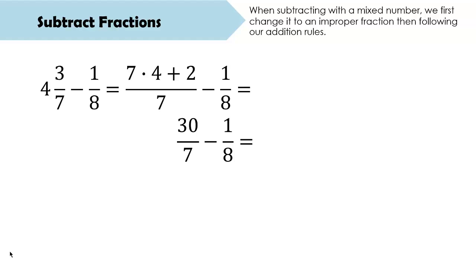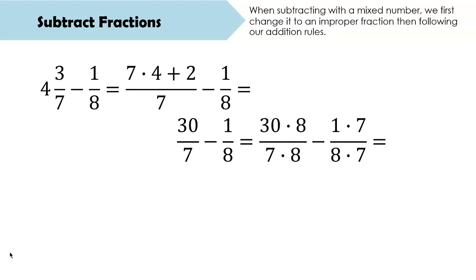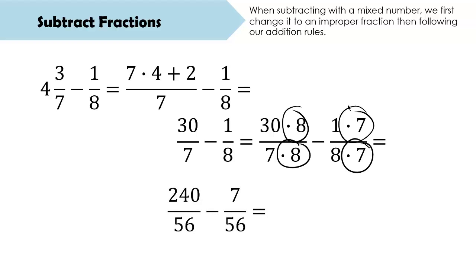Now we need to find our common denominator, which means we just multiply the denominators together. So if I multiply by 8 here, I have to multiply by 8 here. In the second fraction, I multiply by 7 on the bottom, so I have to multiply by 7 on the top. So 30 times 8 is 240. 1 times 7 is 7. And of course, we have 56 on the bottom.